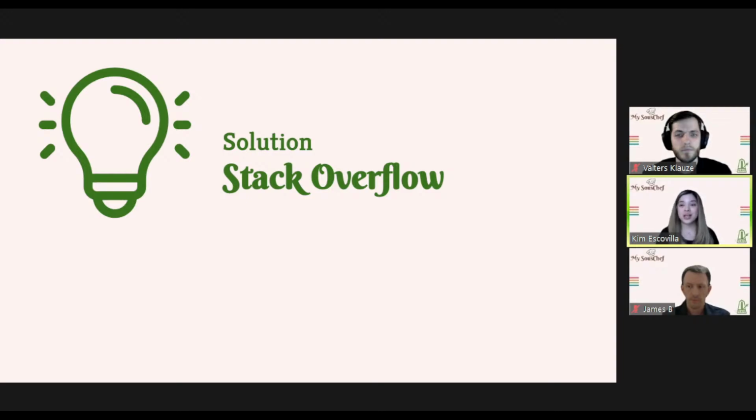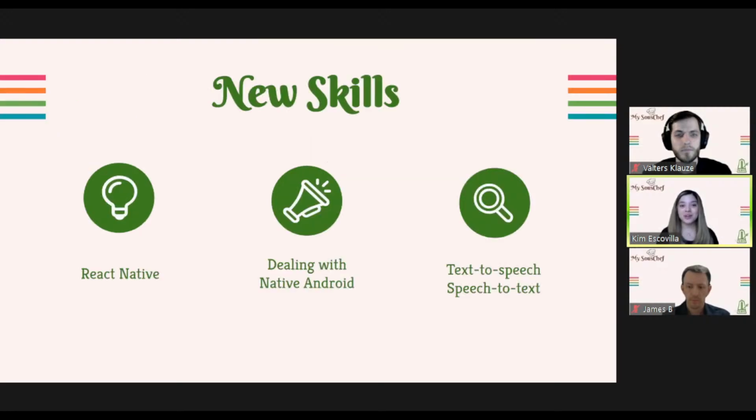But aside from those challenges, we also learned a lot of things and gained a lot of skills. One of them is React Native. So we dedicated day 1 for learning React Native. We watched a lot of tutorials and we also practiced writing React Native code. And another one is dealing with React Native Android. So as part of the effort to integrate TensorFlow into our app, James learned how to write bridging code between Android and React Native.